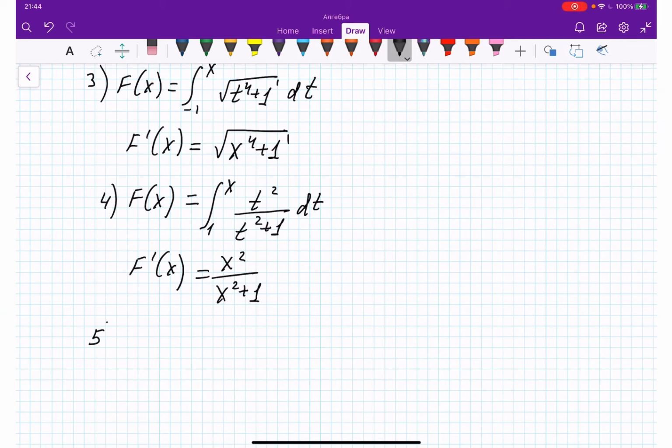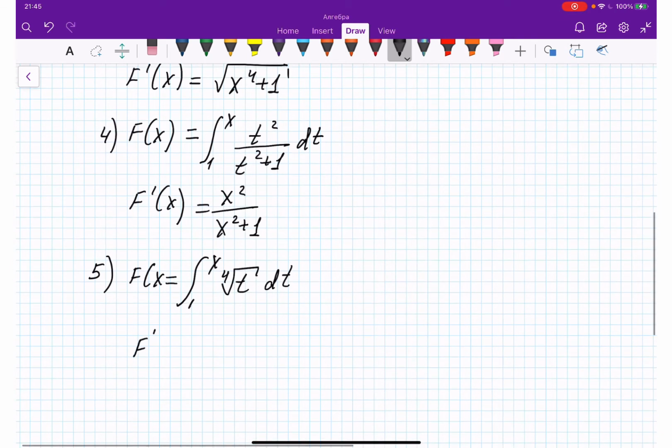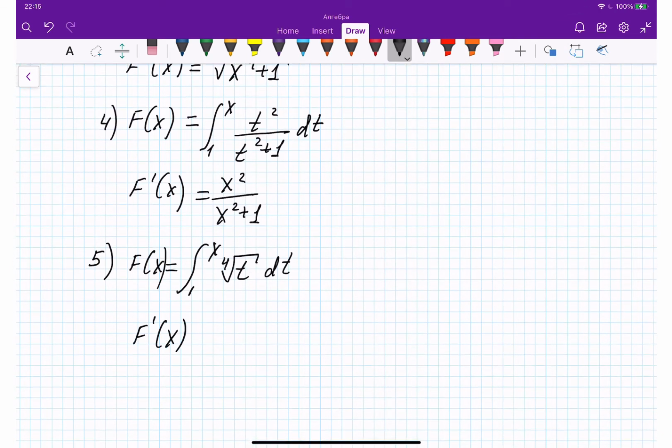Okay, moving to next, number 5. So we have f of x is equal to the integral from 1 to x of radical degree 4 of t, I'm sorry, dt. And f prime of x is equal to radical degree 4 of x.